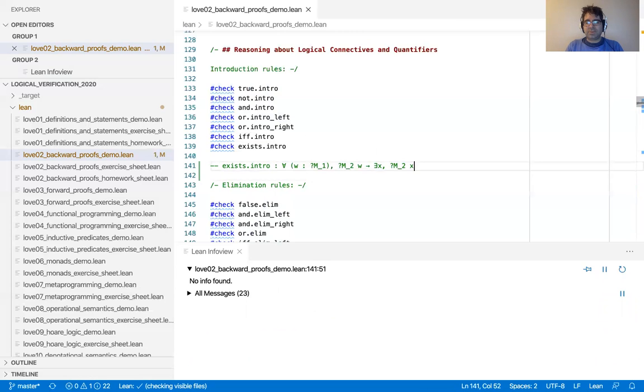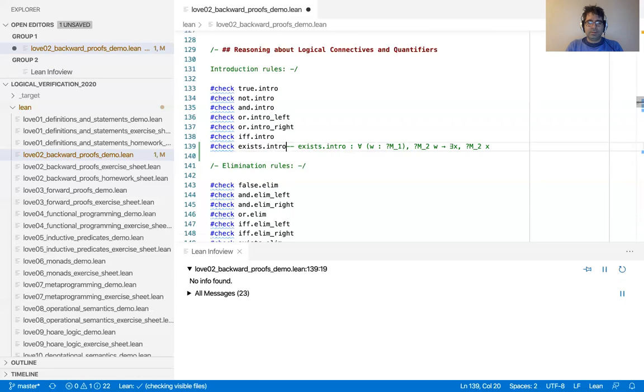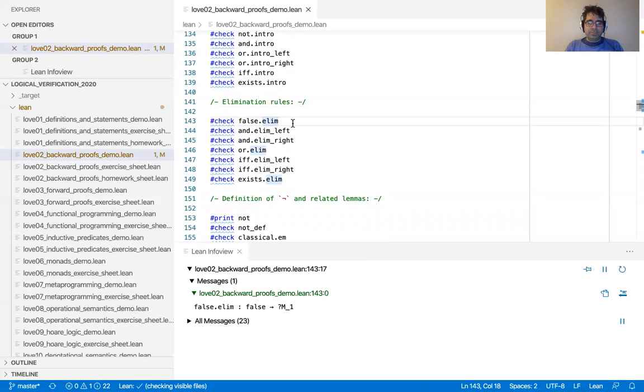But you see, this is the spirit of the rule. If you prove it for W, then you prove it for some X. Okay, whoops. And then the elimination rules, they work the other way.